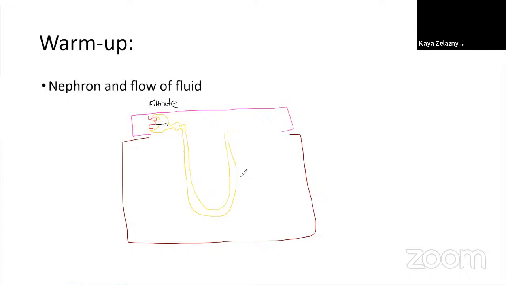And we call these two sides of the loop the limbs. So we have our descending limb, so descending, going down, descending limb, and we have our ascending limb. And we will be talking about what's going on with water in this location today.